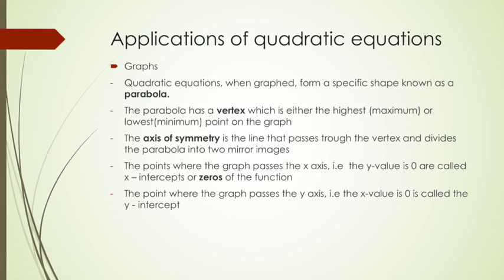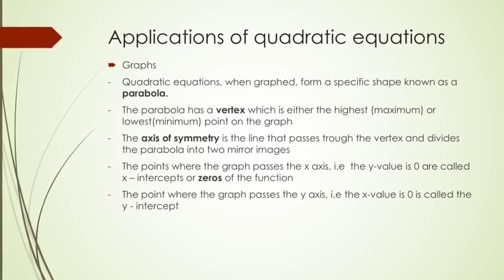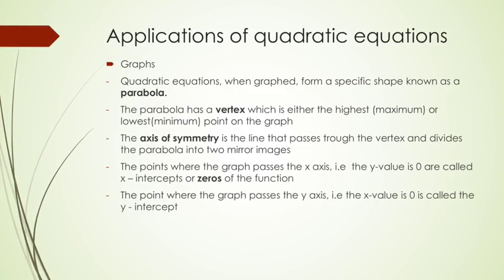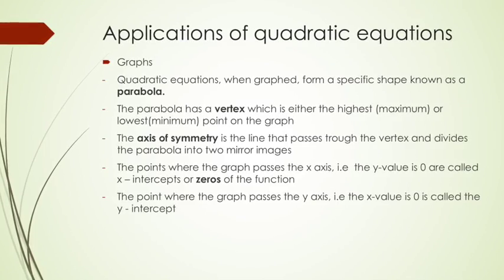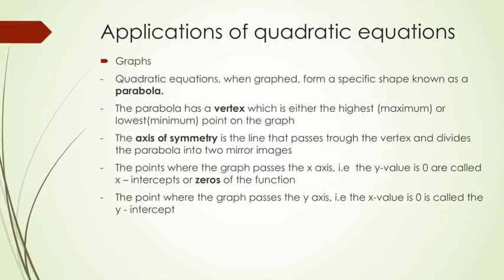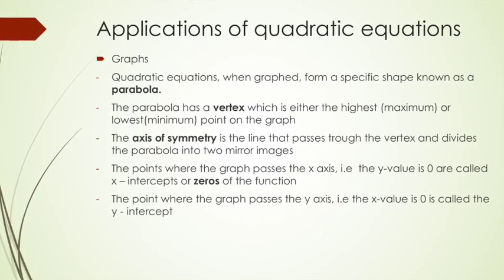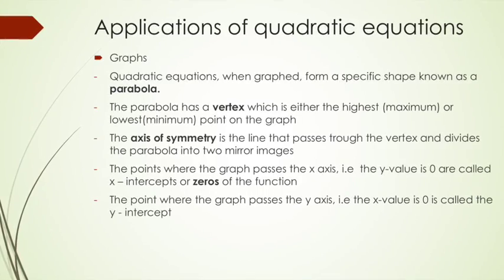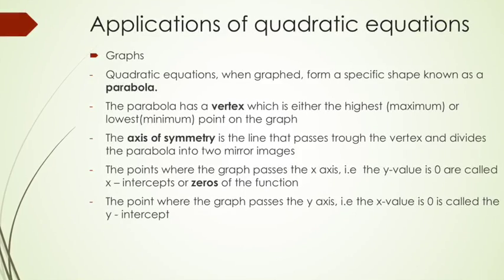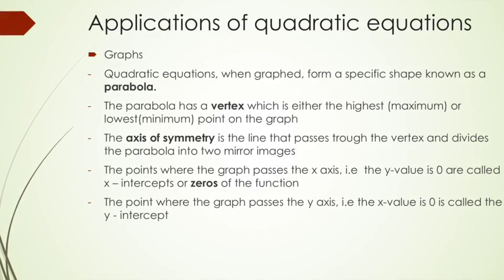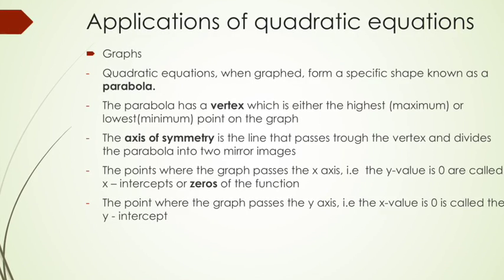Quadratic functions have various applications in everyday life, mostly due to the shape that they form when graphed. This specific shape, known as a parabola, has a vertex, which is either the highest or the lowest point on the graph, i.e. either a maximum or minimum. The line that passes through the vertex and divides the parabola into two mirror images is called the axis of symmetry. The points where the graph passes the x-axis, i.e. the y value is 0, are called x-intercepts, or zeros of the function. While the point where it passes the y-axis, i.e. the x value is 0, is usually called the y-intercept.